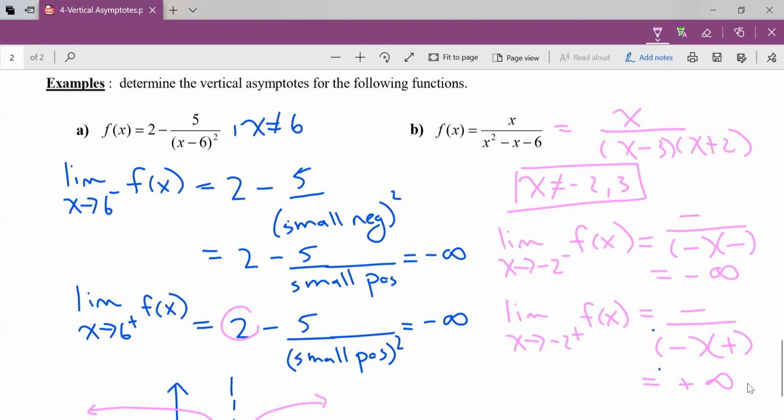Okay, there's that one. So let's go. We've got to also check when x is 3.